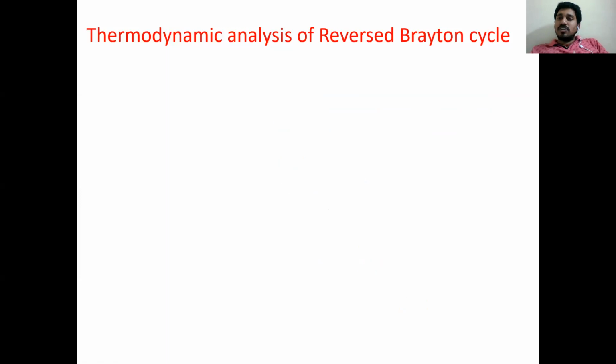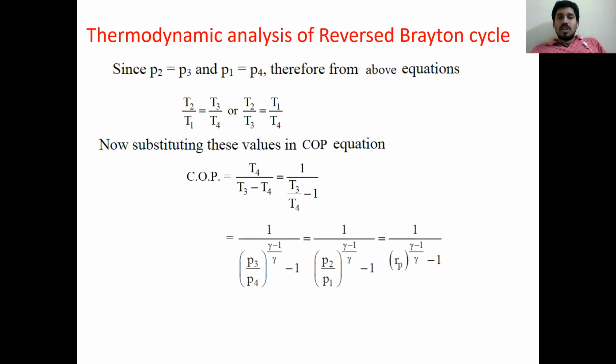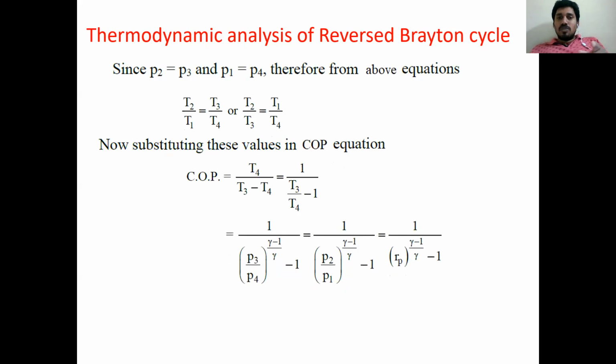In the last class, we discussed the thermodynamic performance of the reversible Brayton cycle, in which we derived an equation for COP. Once again, we see that equation. COP is equal to T4 by T3 minus T4. T4 means temperature after the expander, after the turbine. T3 is temperature before the expander, T4 is temperature after the expander.